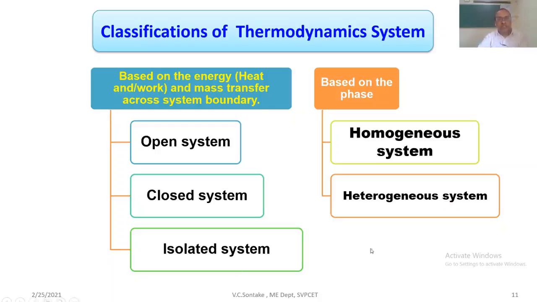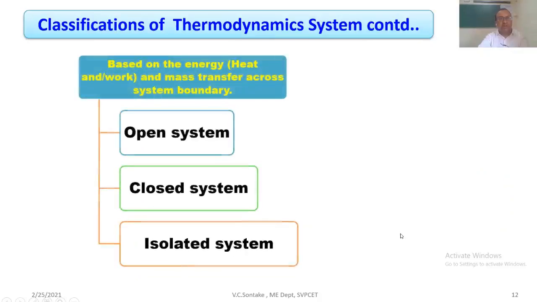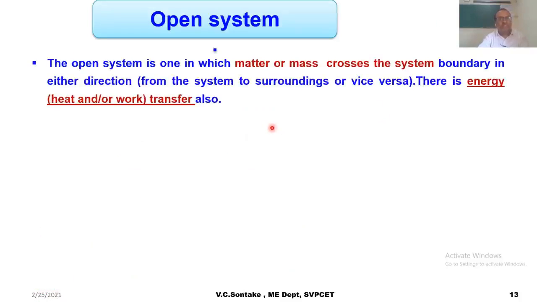Now, let us explain all these thermodynamic systems one by one. Based on the energy and mass transfer, there are open system, closed system, and isolated system. Open system. The open system is one in which matter or mass can cross the system boundary in either direction. That is, mass can either enter into the system or come out of the system boundary. Both ways are possible.